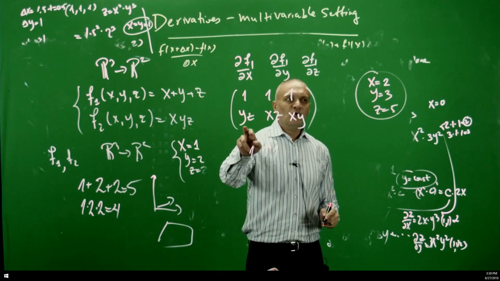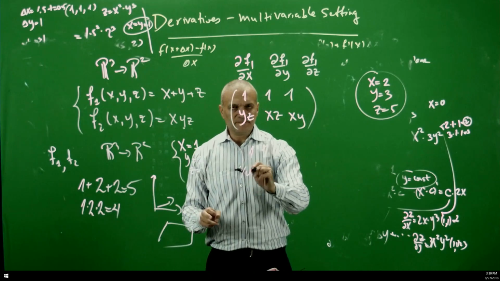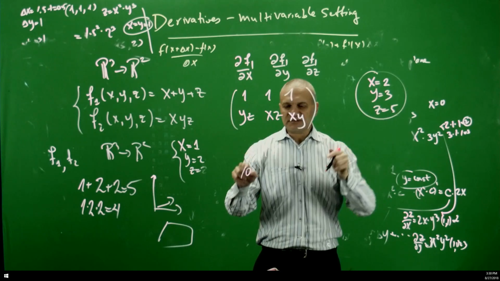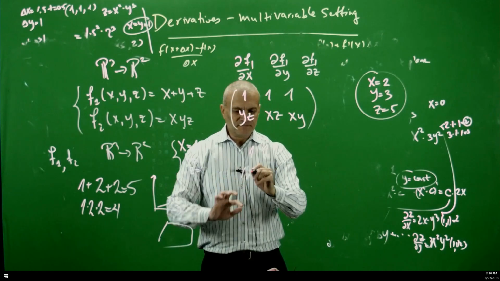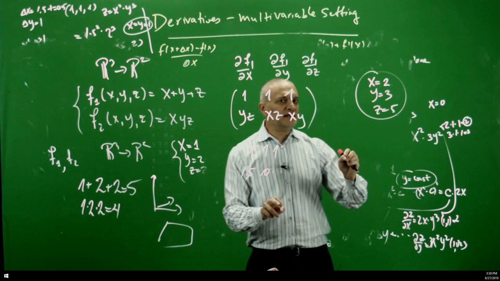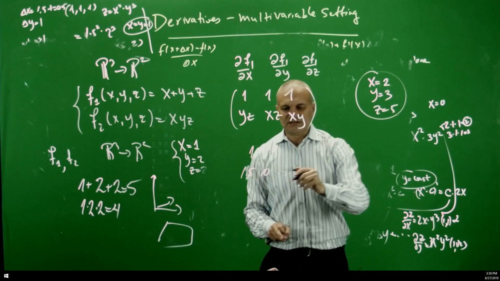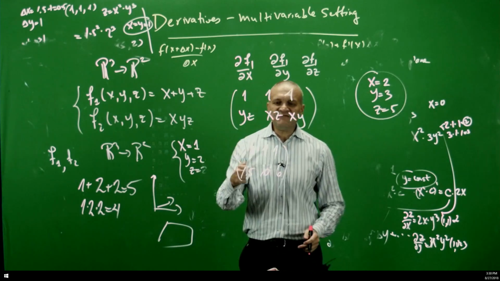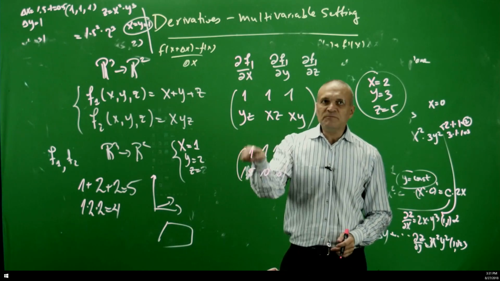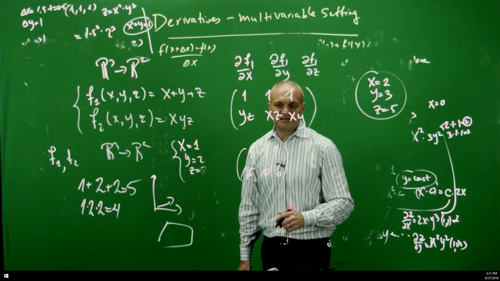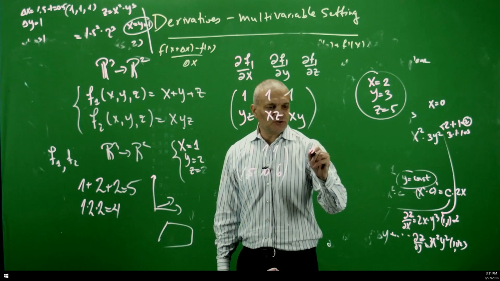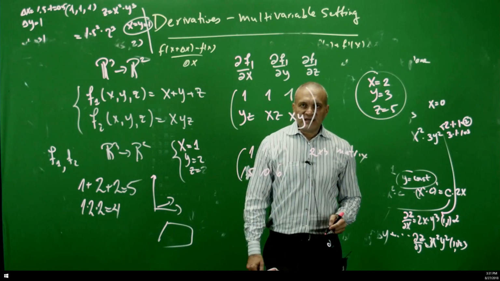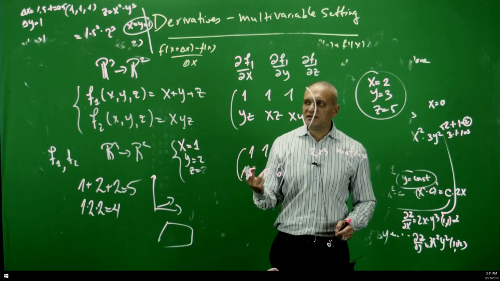What's happening here? y times z, 2 times 5 is 10. x times z, 3 times 5, is 15. x times z is 10. And then last but not least, x times y, 2 times 3 is 6. Okay? That's all. So the derivative at this point will be a matrix. You see? It's a matrix. It has 3 columns and 2 rows. So it's a 2 by 3 matrix. Okay, so the derivative in this case will be a 2 by 3 matrix.